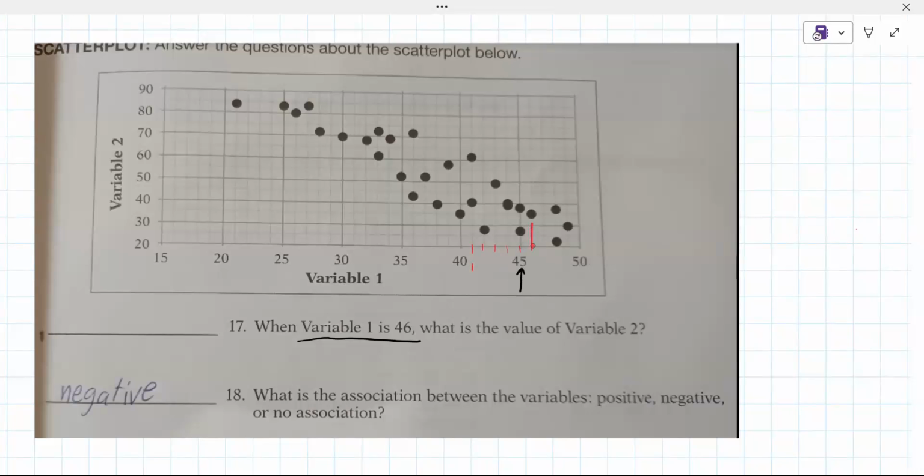So you go up until you hit that point. You see that point right there that I've intersected with? And then you go straight left. And where is that roughly? About what's the Y value there roughly? 35. It's 35.